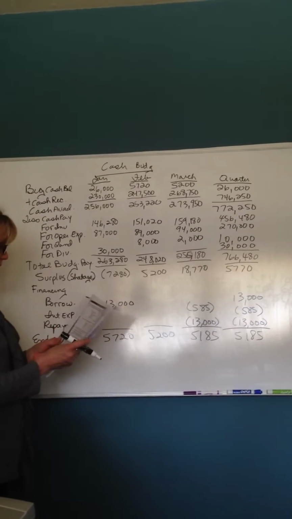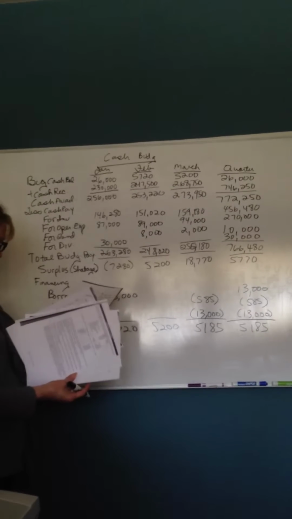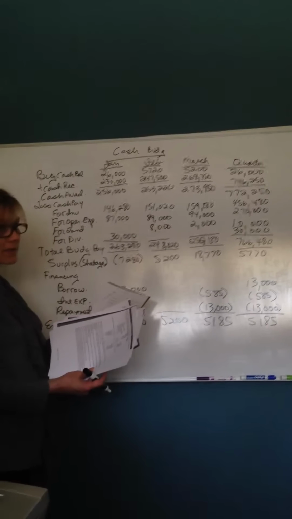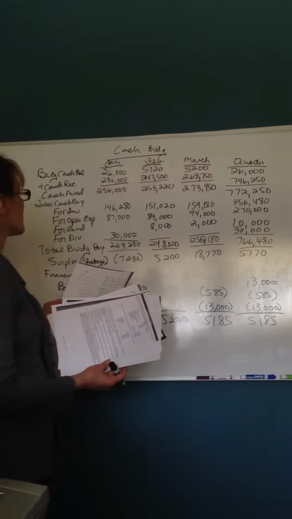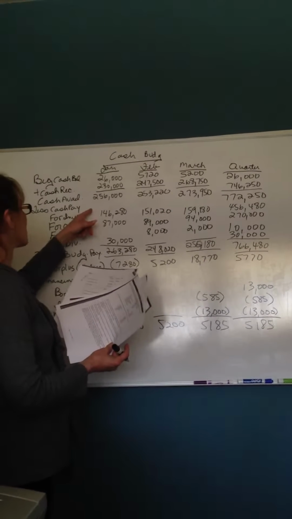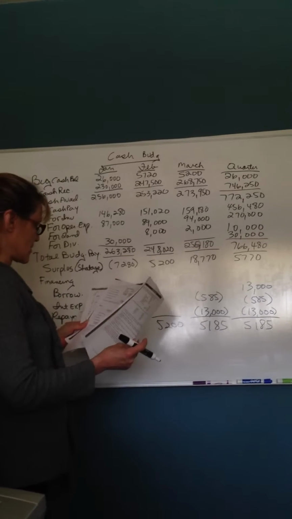The cash receipts, we determined, are on page 14, under part 1. It shows, for example, for January, our cash receipts are $230. We add the two together to get our cash available. For our cash payments, those are the amounts we just determined.